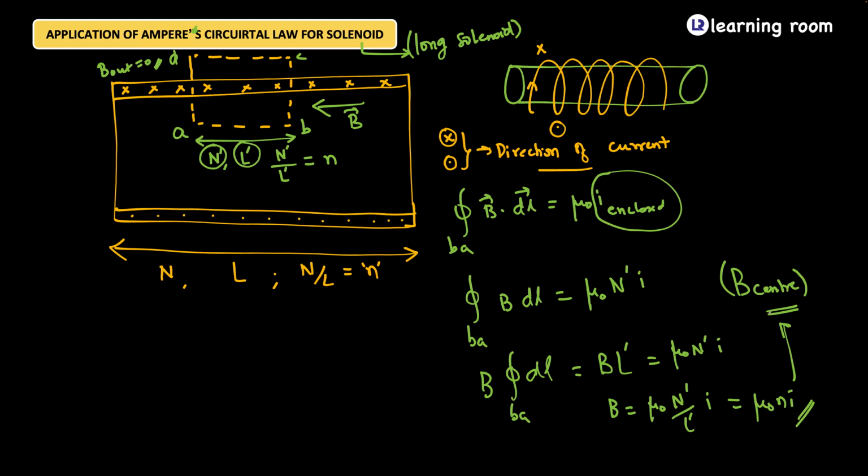It is a very, very important one. We'll use it in the next chapter also. So what is going to be the value? It will be mu naught into small n into I. Am I clear with this? Right? Okay.